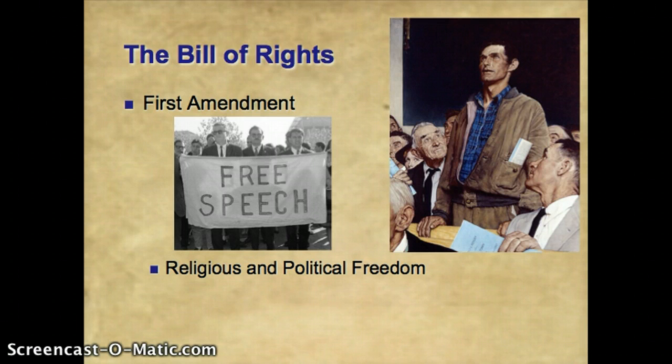It guarantees the right of the press, or the freedom of the press, meaning that newspapers or other media can print or say what they want, again, as long as it doesn't infringe on anyone else's rights. And it guarantees the right to petition the government. If the government is doing something you disapprove of, you can petition it, or ask for change.